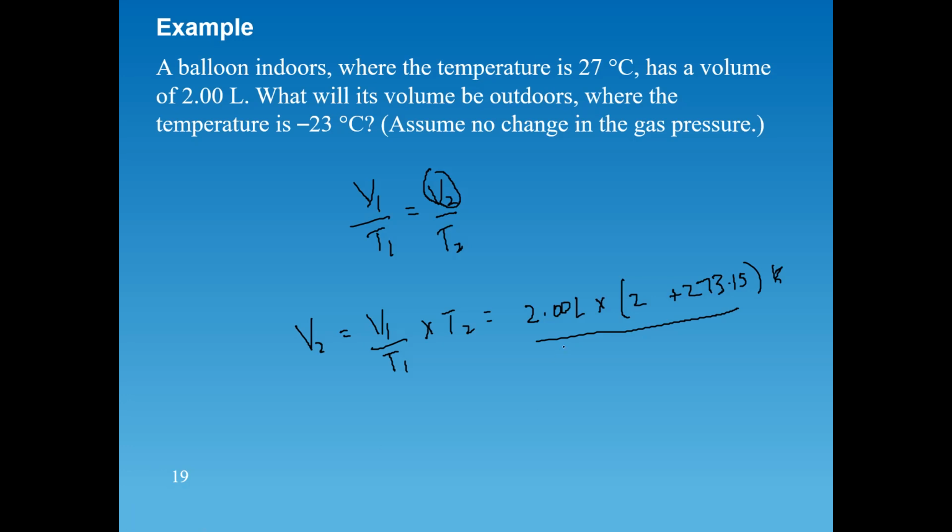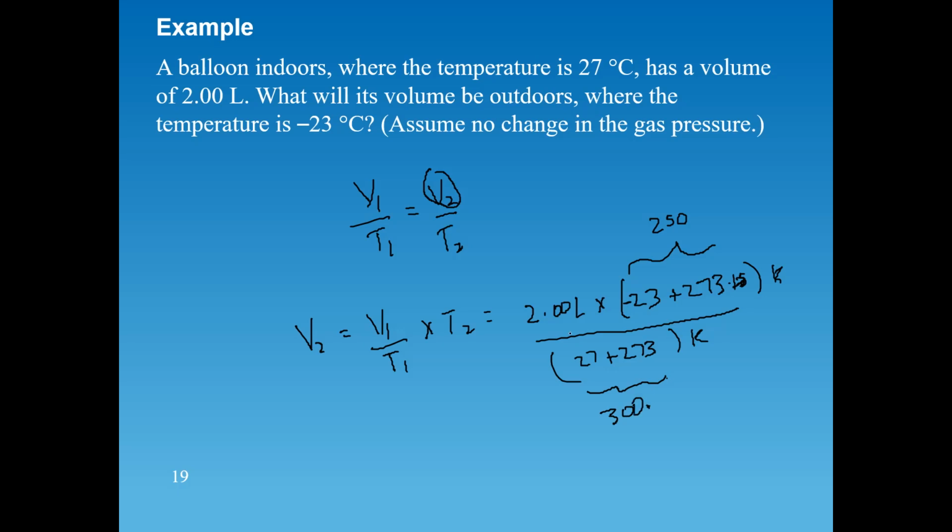So this should be minus 23 here. And then T1 is going to be 27 plus 273 Kelvin. So this part here is going to be equal to 250. In fact, like I said before, we won't be using 0.15 there. And 27 plus 273 will be equal to 300.